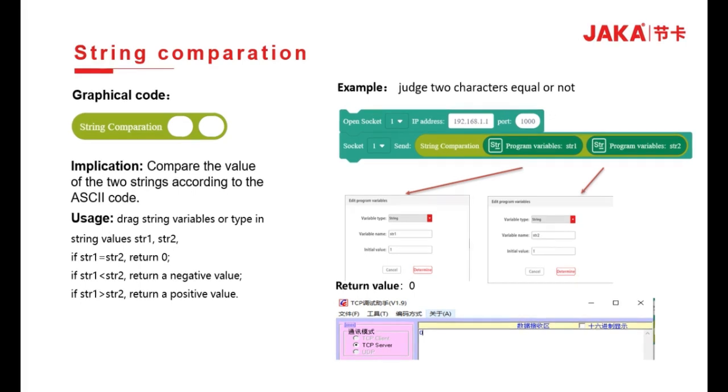This instruction can be useful, for example, login or password. If you set an if condition with the string comparison equal to 0, means that the password is correct. If it's not equal to 0, means the password entered is wrong.